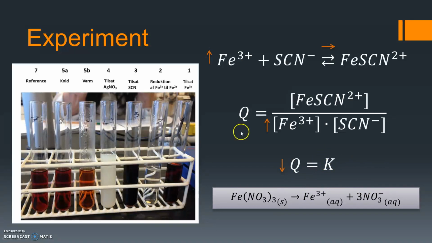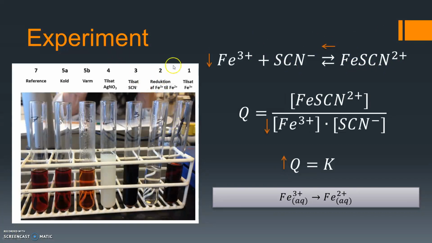And to make up for this, the equilibrium had to react towards the right to create more of the product and use up some of the reactants. And of course this also makes sense if you look at the results over here, where the test tube's solution has a darker red color than the reference test tube, because of the increase in products caused by the shift in equilibrium.